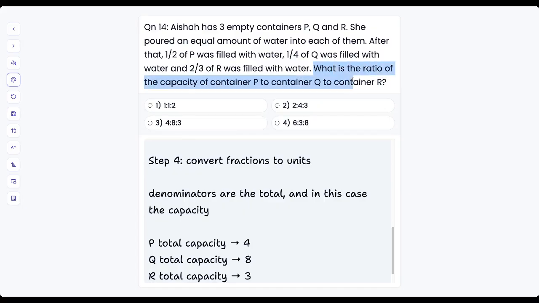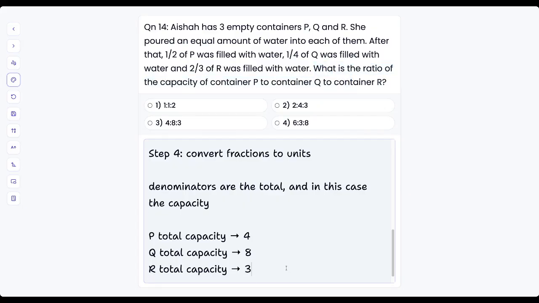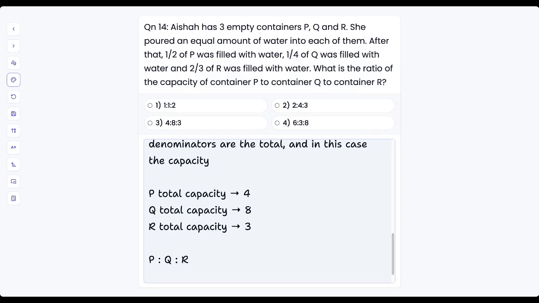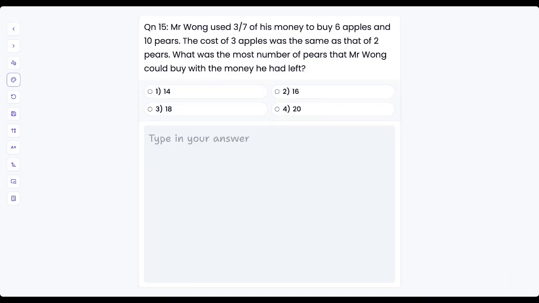So what's the ratio for the capacity of P, Q, and R? P is to Q is to R is 4 is to 8 is to 3. So the answer to this question is 4 is to 8 is to 3. There you go. That's the answer. All right, let's move on to the next question. Question 15.